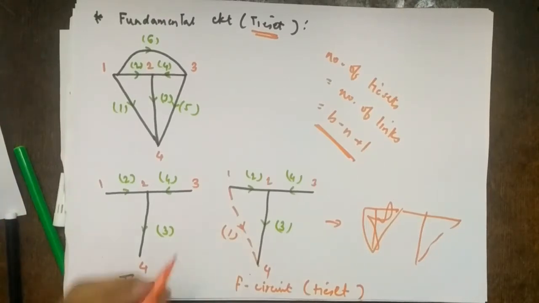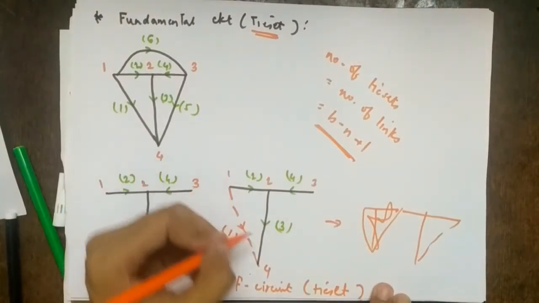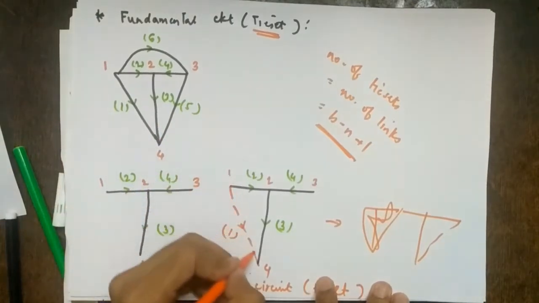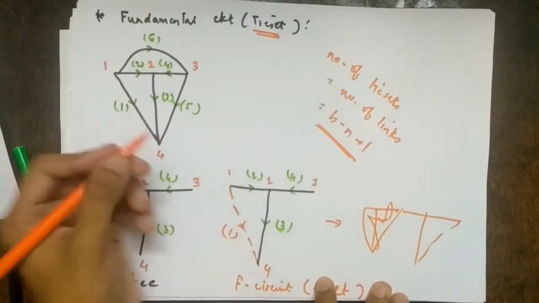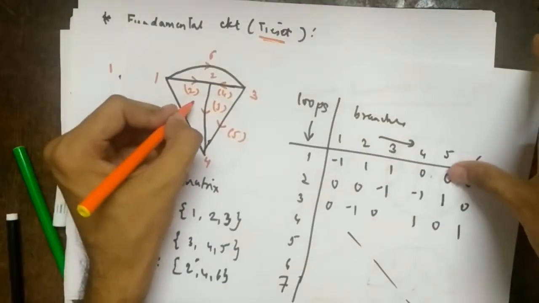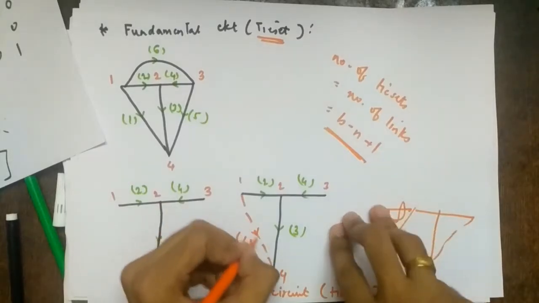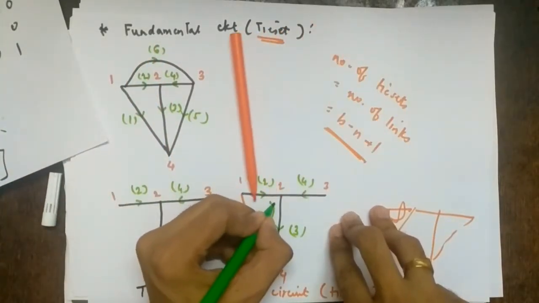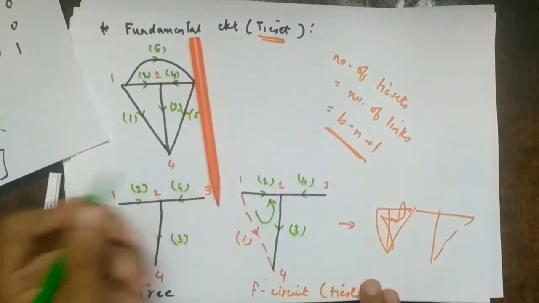And what will be the orientation? You have to write whether it is plus 1, minus 1 or 0, and that will be given by the orientation of the link. How are you assuming the current? Earlier we assumed it to be clockwise, but here we cannot assume. You have to take the orientation of the link, meaning the orientation of the loop current when you write the matrix.